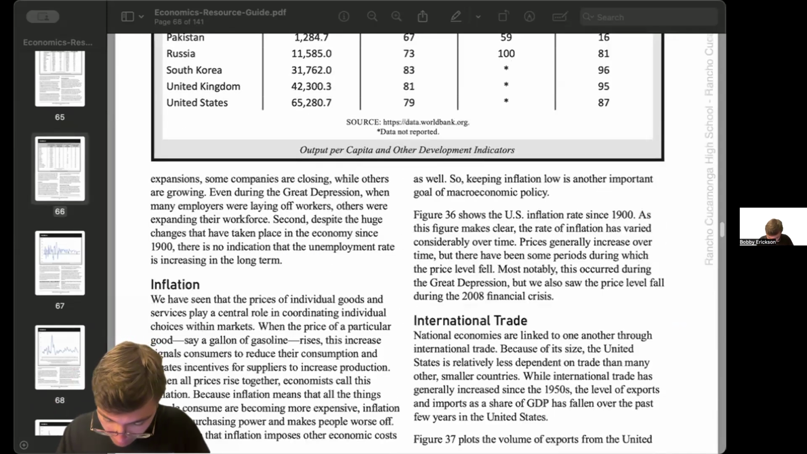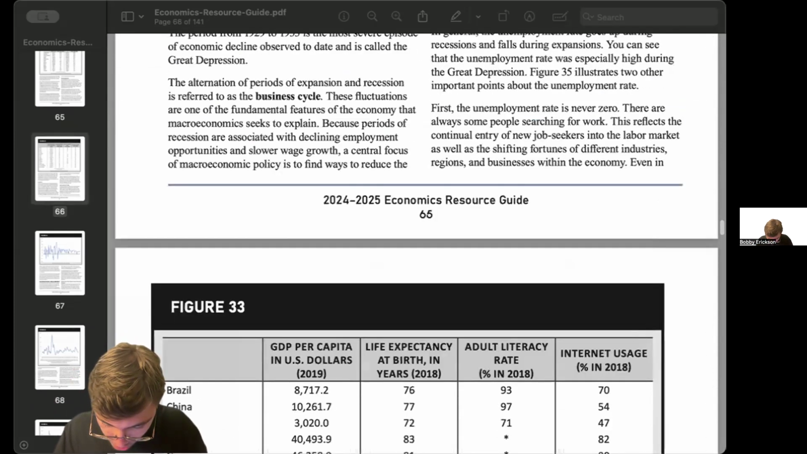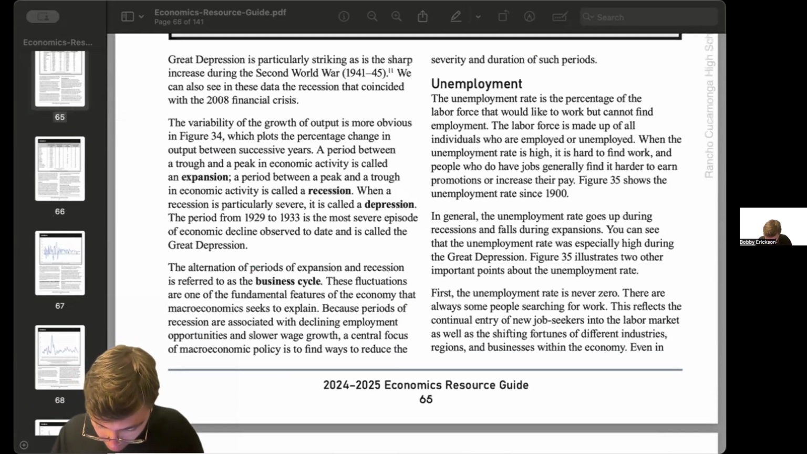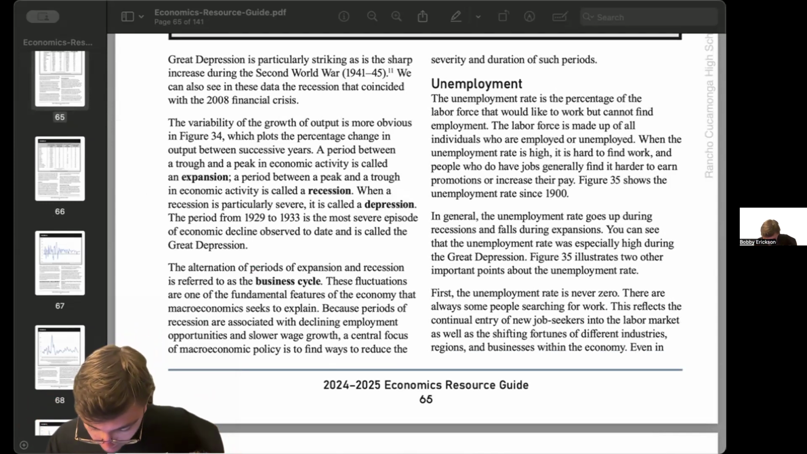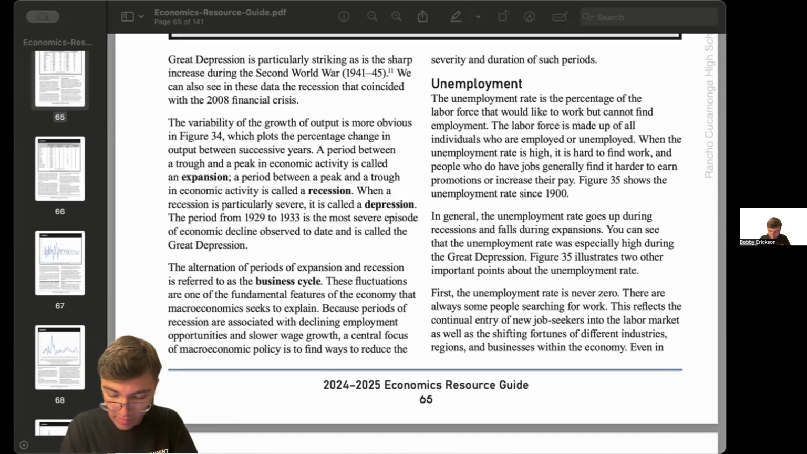And so if we go back up to this unemployment, we can see that with the Great Depression, there is a high unemployment rate. And then there are also some other key points about the unemployment rate that figure 35 shows. So first, it's the idea that the unemployment rate is never zero. So there are always people in the market who are searching for work no matter what. And so this shows whether there are new job seekers or different industries that get better or worse in the economy.